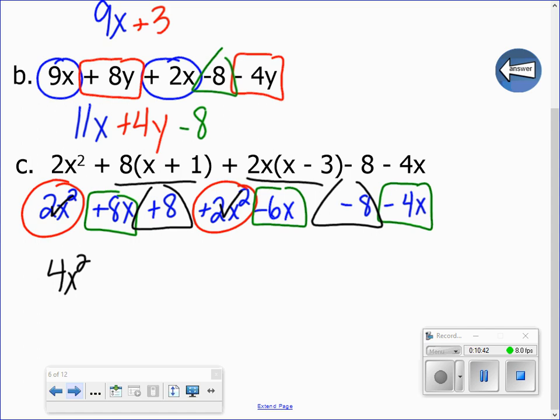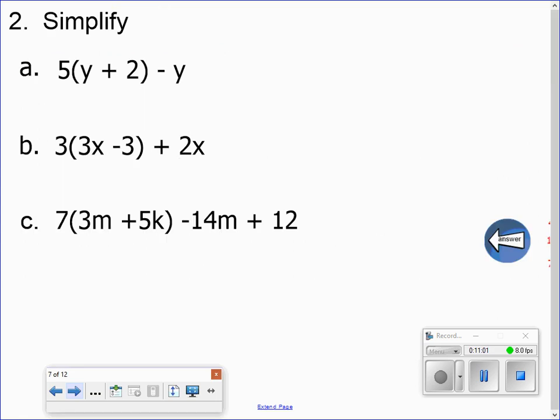Then we have our x's. We have 8x minus 6x, so that's 2x. 2x minus 4x, that's negative 2x. So we have a minus 2x. So we've taken care of our x's. And then we have our constants, 8 minus 8, which is 0. So we don't need to write that one.